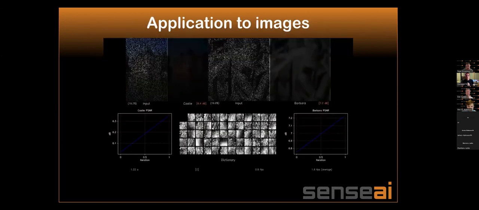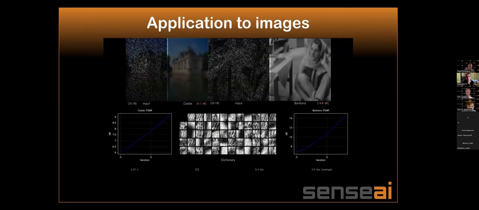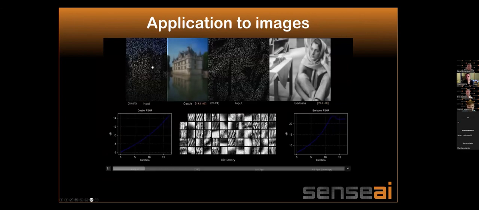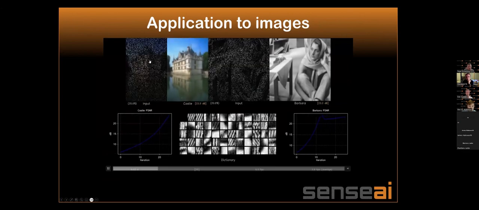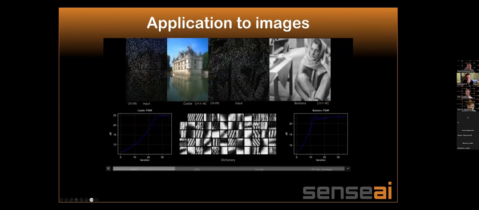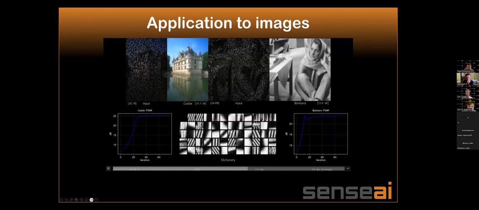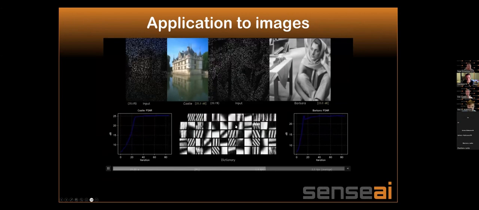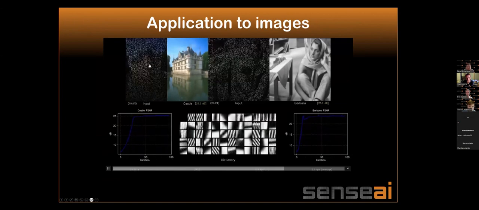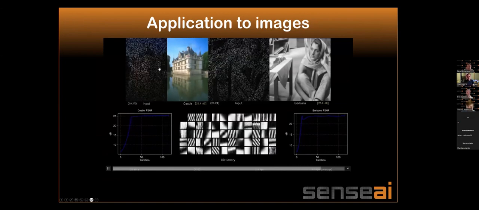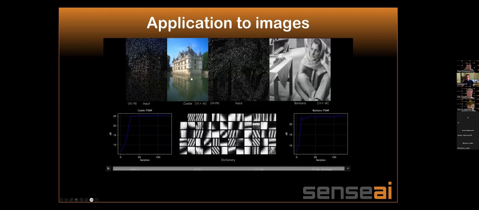So just to show what this looks like in real life, here are a couple of images. The one on the left-hand side is of a French castle. This is actually a color image, so you can see it works for hyperspectral images. On the right-hand side, you have an image of Barbara. In the middle here, you have the dictionary that's used to reconstruct this. And what you can see is that we actually can sample much lower amounts of the pixels in the image and completely reconstruct the image coming out the other side.